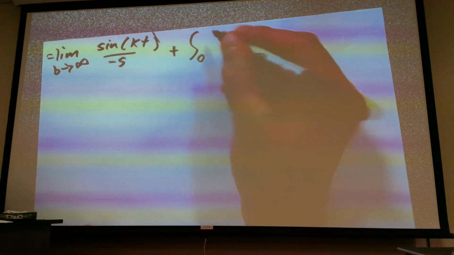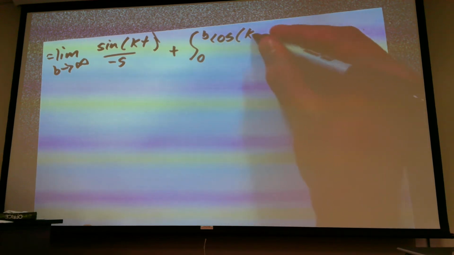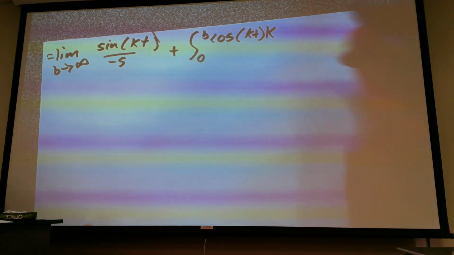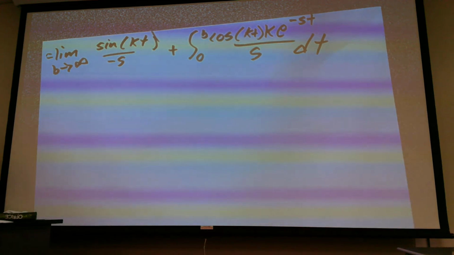Okay. So that equals, let's just go ahead and deal with the minus sign first. So that's sine of kt, right? Now it's divided by negative s, and then plus the integral from 0 to b of cosine of kt times k times e to the minus st, now divided by s, and this is an integral with respect to t. So all we're doing is getting rid of the minus signs on that one.